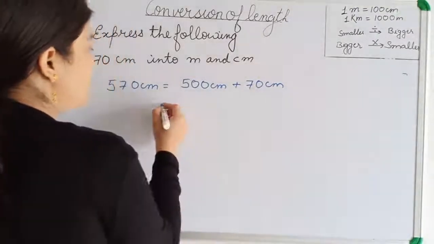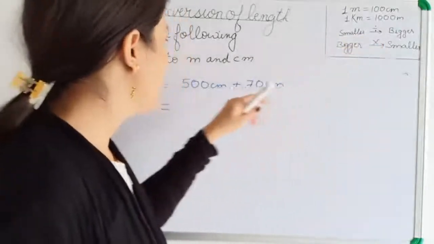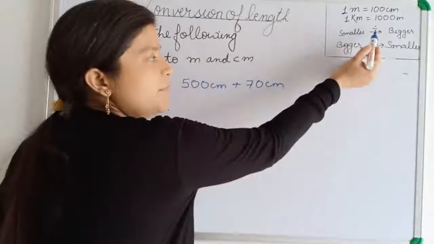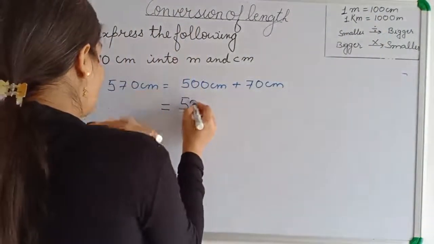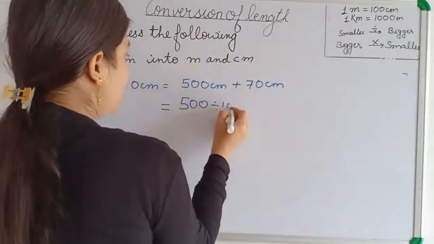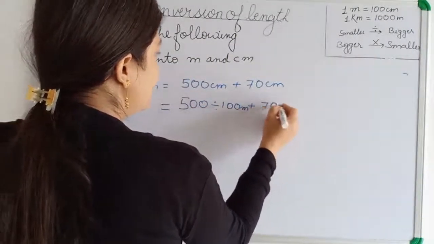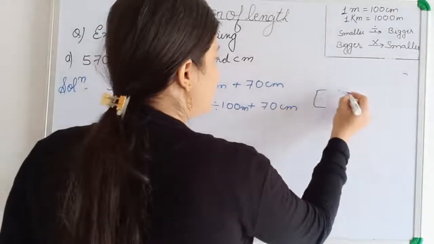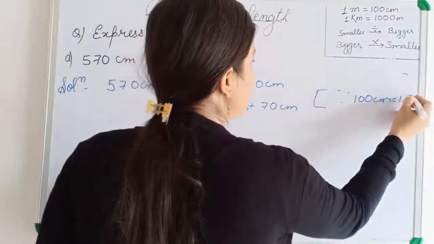Now 500 centimeter we have to convert into meter. Meter is the bigger unit, so we have to divide. We have to divide by 100. So here we divide 500 by 100 and it will become meter, and here it is 70 centimeter. And why are we dividing? Because 100 centimeter is equal to 1 meter. That's why we are dividing.